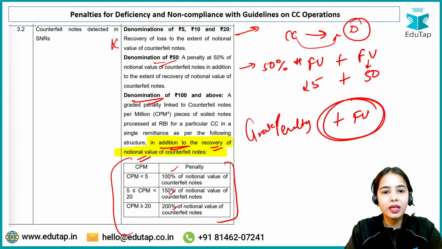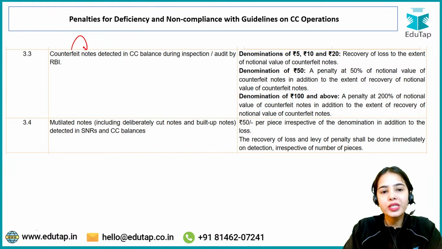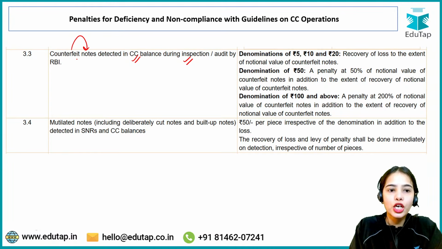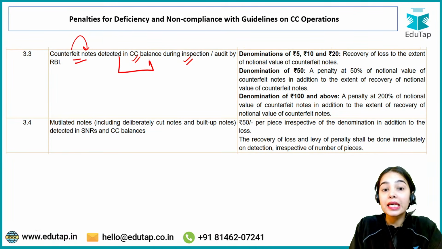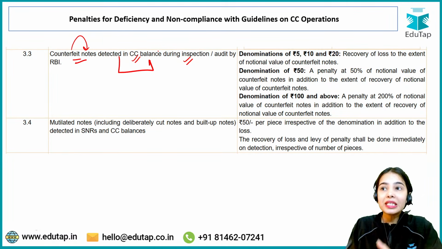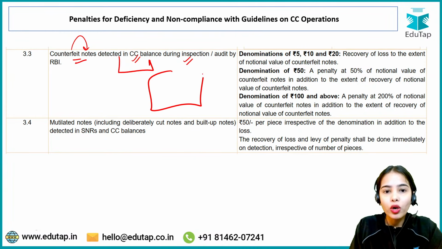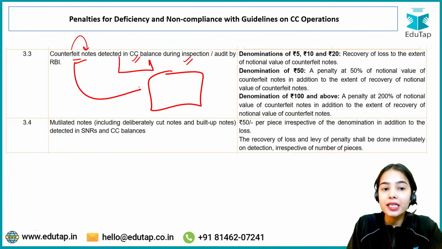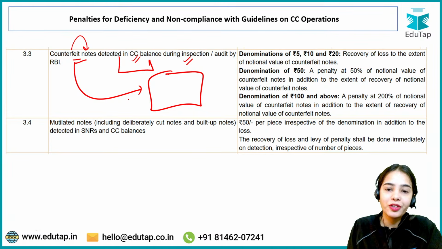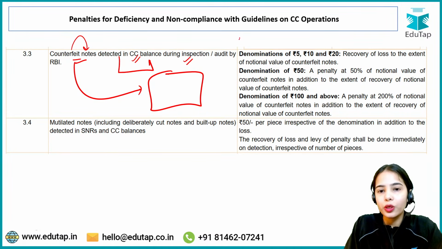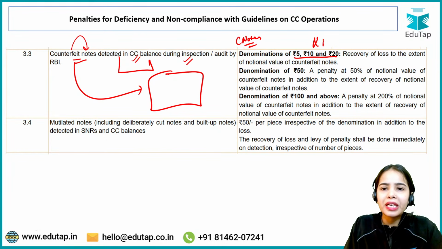Now coming to the next one. Counterfeit notes detected in currency chest balance during inspection or audit by RBI. So if the counterfeit notes have been detected in the currency chest balance, that means in the vault of the currency chest, certain counterfeit notes have been found. In this case, if the counterfeit notes are of small denomination, 5, 10 or 20 rupees, then no penalty is levied, only the recovery of loss to the extent of the face value of the counterfeit note.